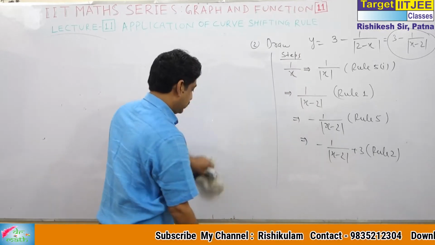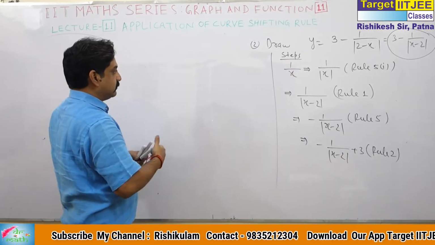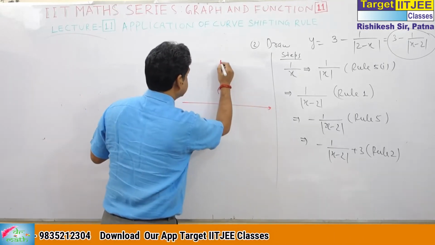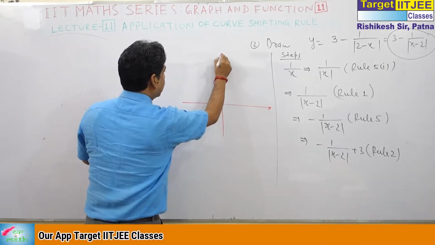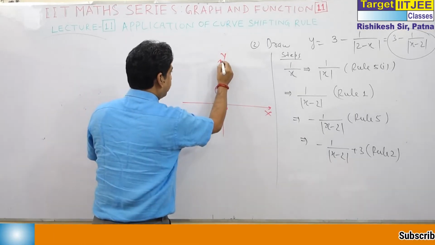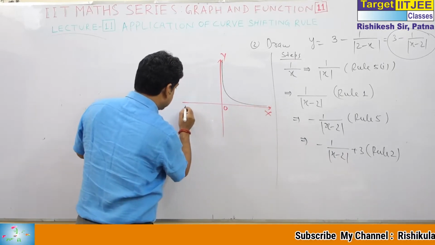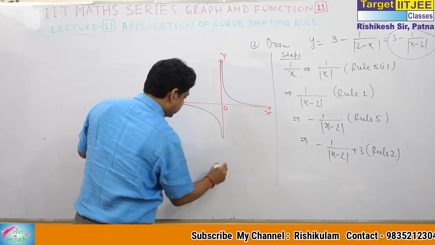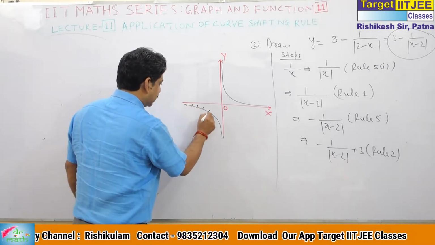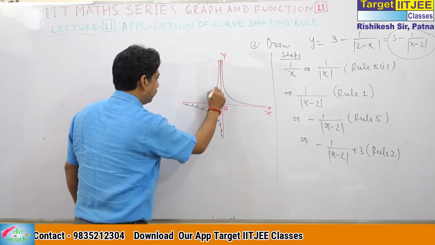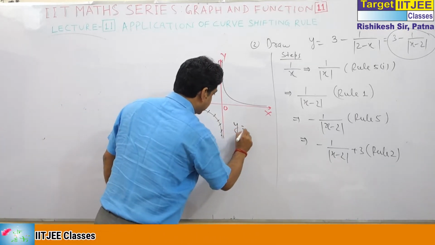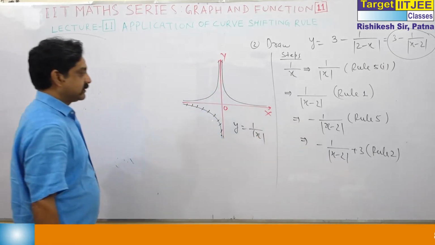Now, let me start from here. I would like to start with 1 by mod x. What is the graph of 1 by mod x? This is the y-axis, x-axis, origin. You must know the base curves that I told you in the first lecture. This is the graph of 1 by mod x. This is actually y is equal to 1 by mod x.